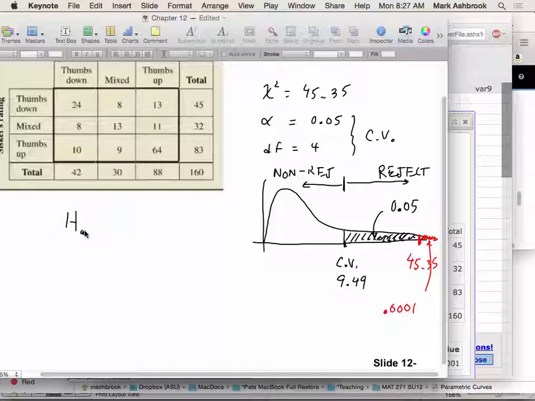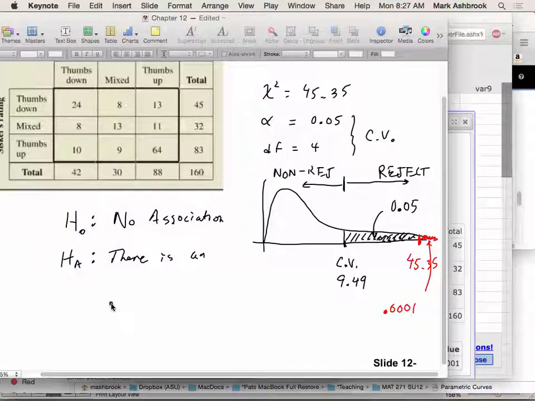We never were really formal about it, but the null would have been no association of ratings. The alternative is that there is an association of the ratings, meaning if you knew one, you have some kind of indication of what the other would say. So what does this huge chi-squared statistic tell us? You reject the null because there's sufficient evidence to say that they're associated.